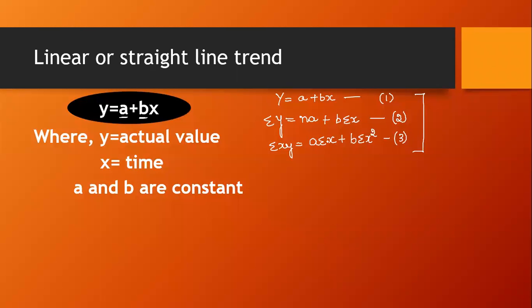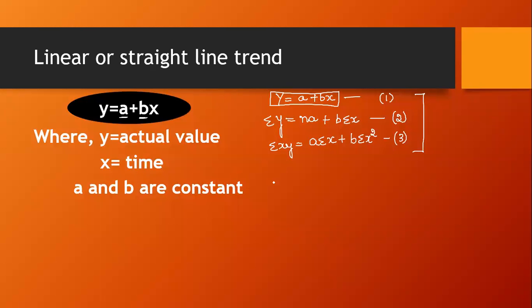You don't have to remember these equations so much. But still, keep in mind how to write them. This is the main equation, and based on this equation we have substituted. Summation y is equal to n into a plus b summation x. The third equation is summation xy is equal to a summation x plus b summation x square.